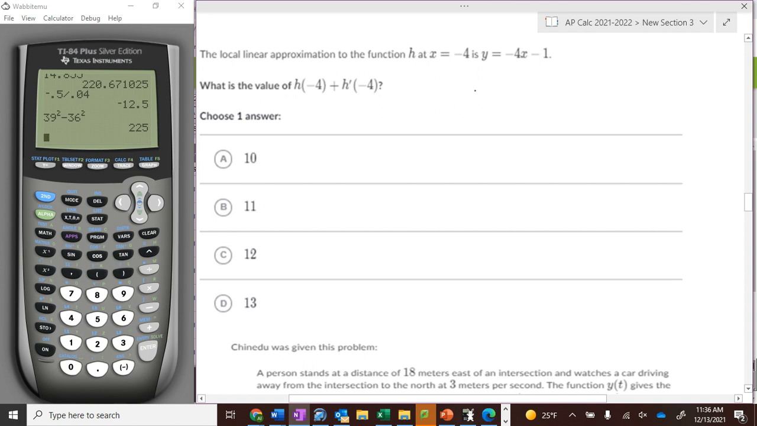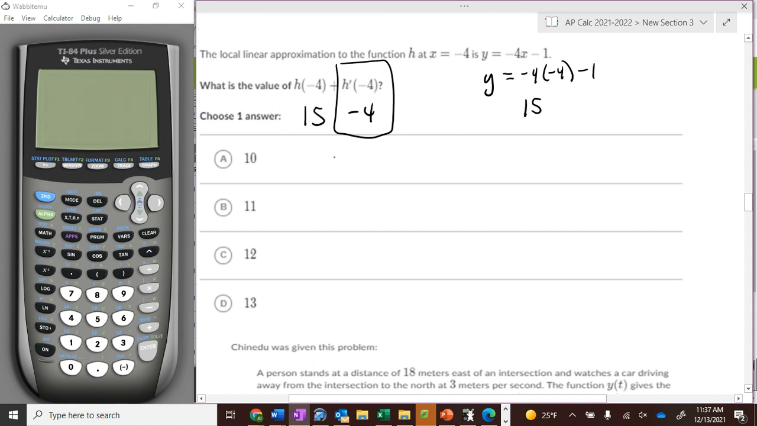All right. Local linearity. What is your slope? Negative 4. So that's this part. What's h of negative 4? Well, you have to stick negative 4 in there for x. So y equals negative 4 times negative 4, which is 16, minus 1, which is 15. What's 15 minus 4? 11.